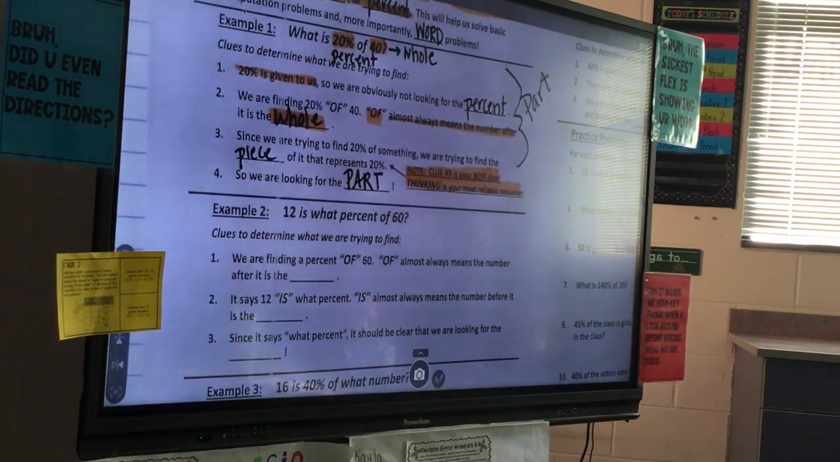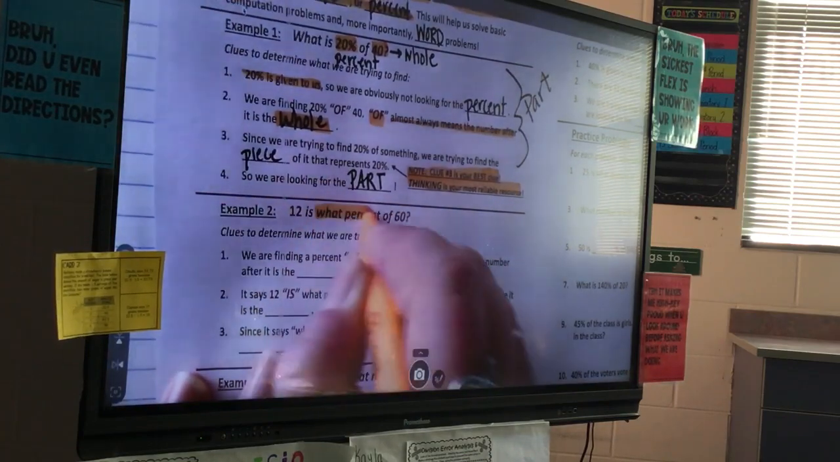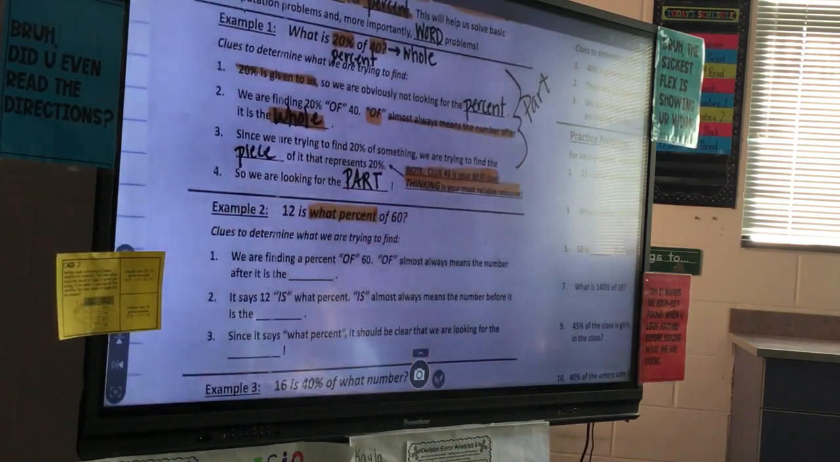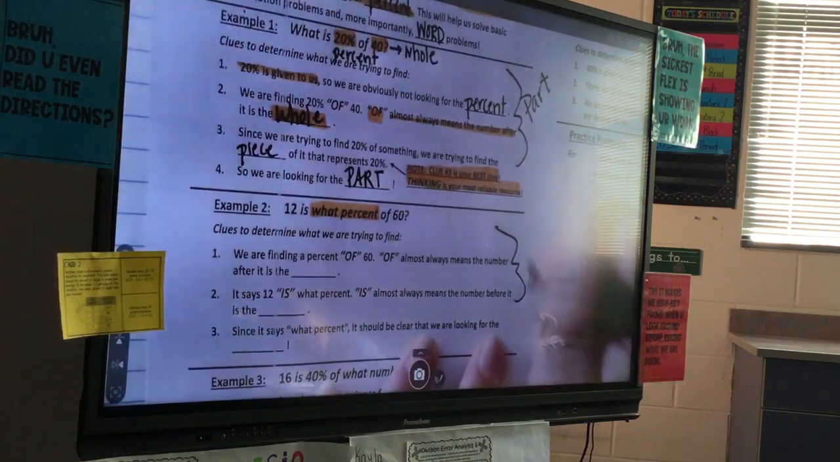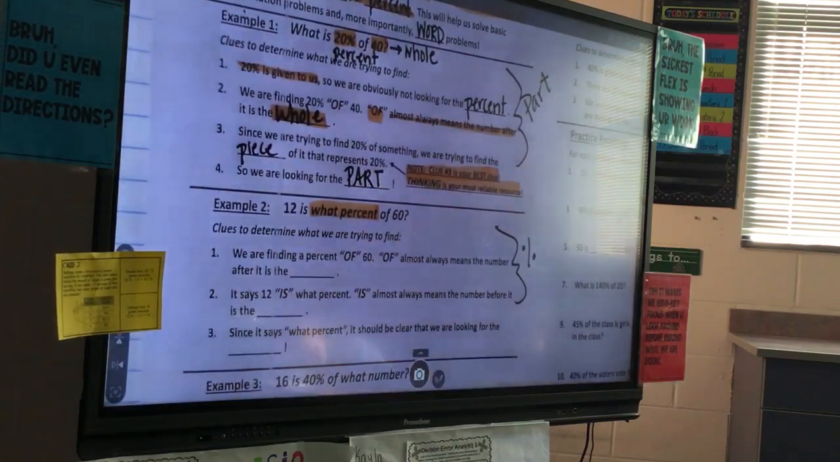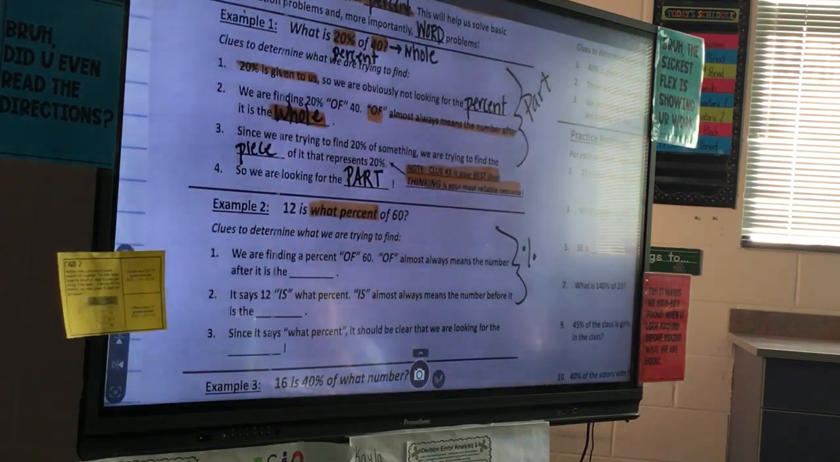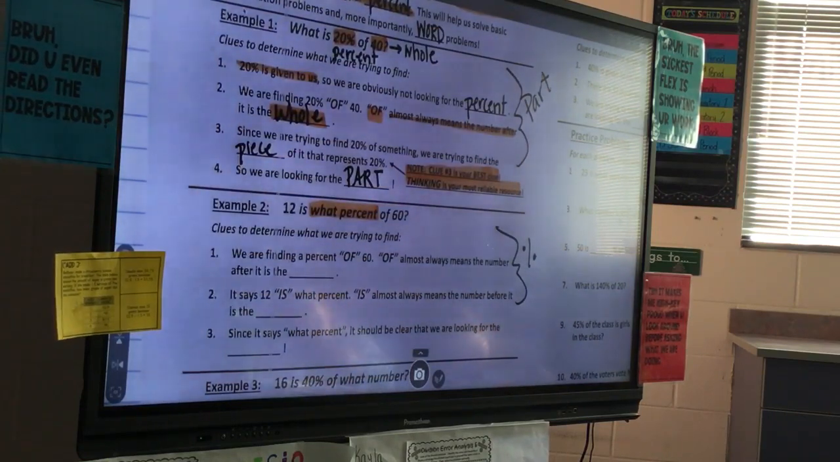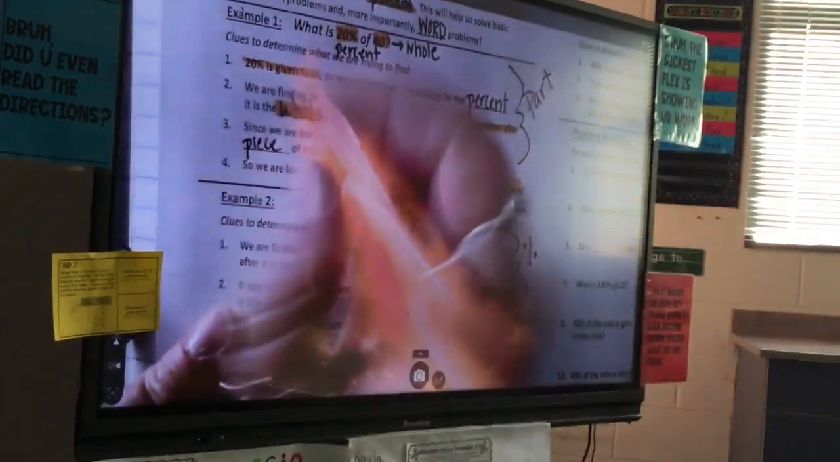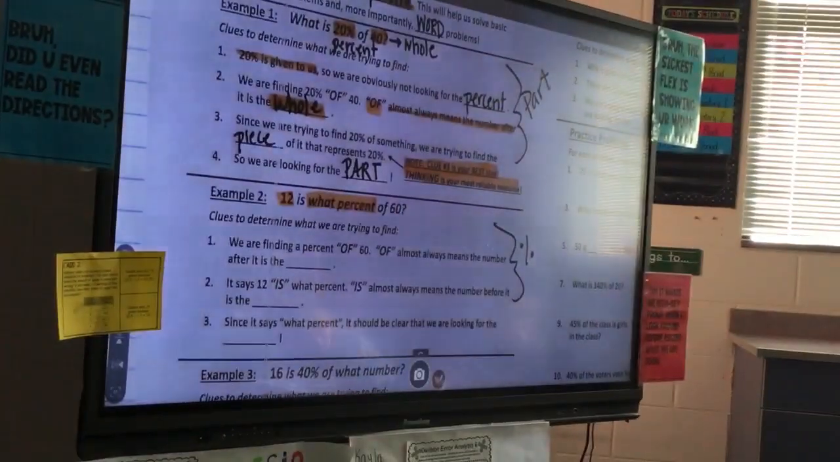Isaac. Yes. How did you know that? So it tells you right here what you're looking for. What percent? So this is going to be a percent question. Also, it doesn't have a percent in it, does it? It's just got 2 regular numbers, the 12 and the 60. You still have to know what those 2 are.